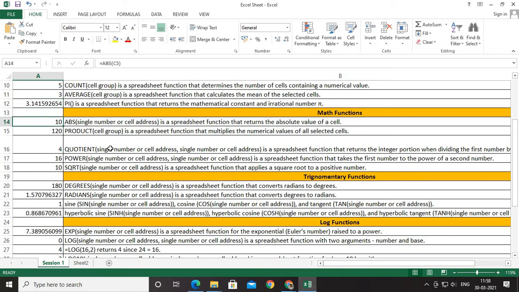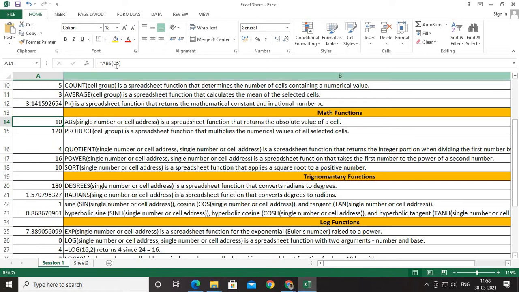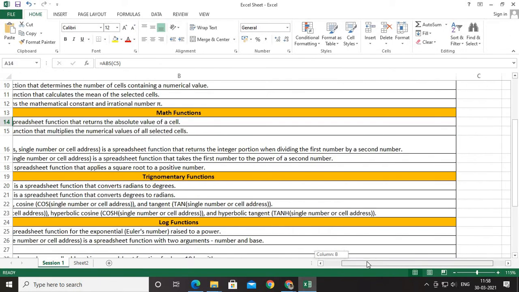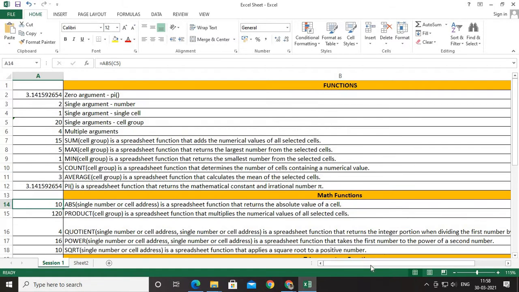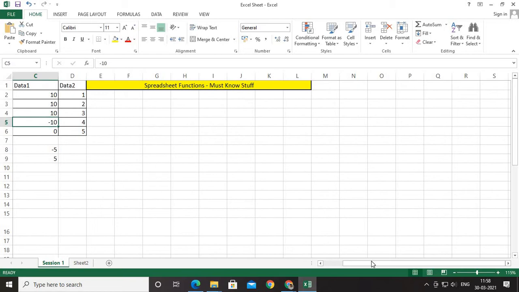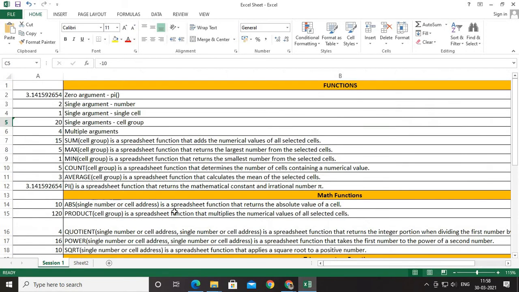What is ABS? ABS will get you the absolute value for a cell value, the absolute value for the cell content. ABS of C5. What is C5? You can see that C5 is available right here, and the value for C5 is minus 10. So now what do we get here? We get the absolute value for C5, and it's 10.